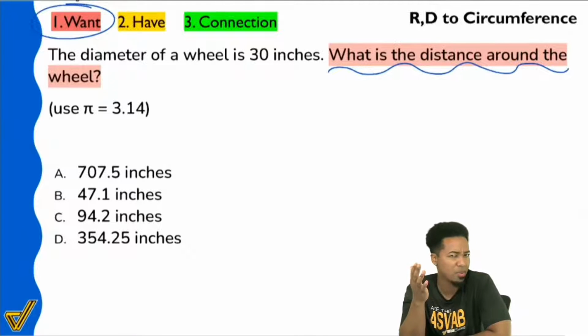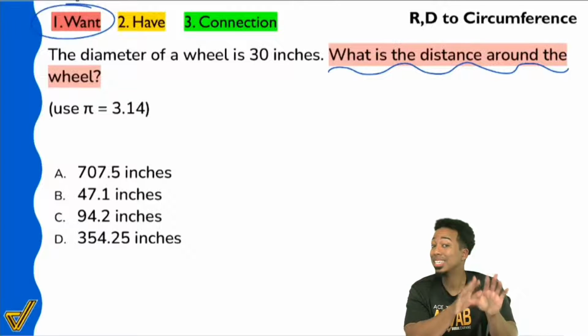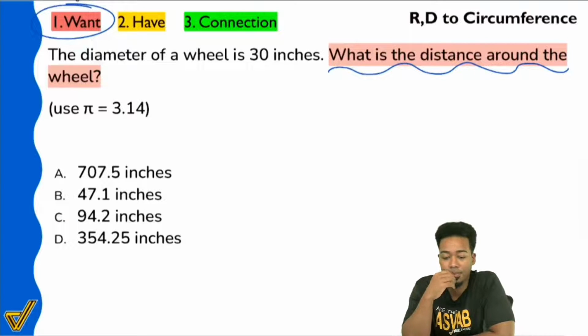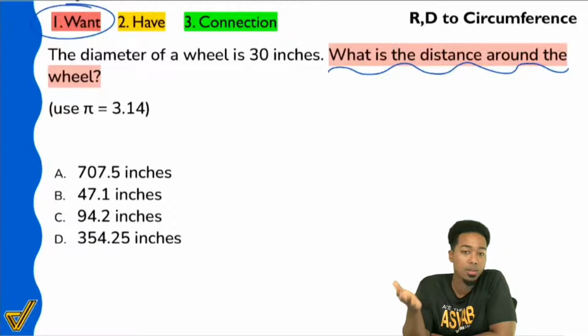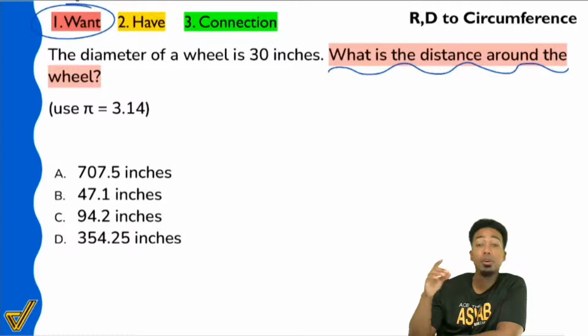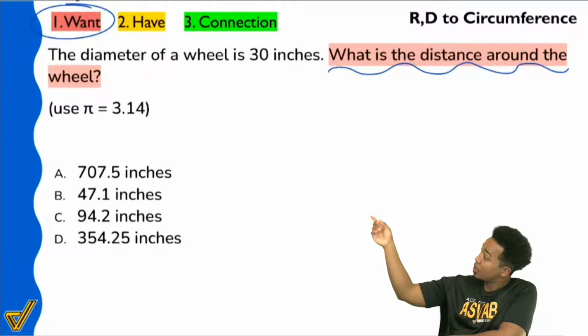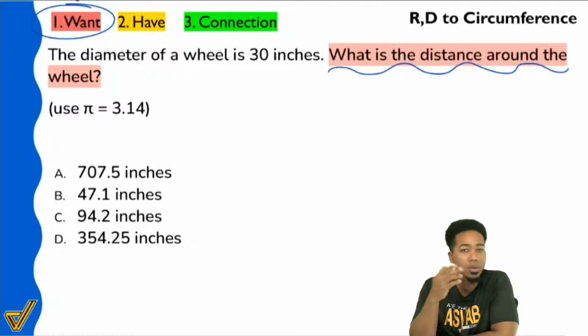Is that fair to say, everybody? A reasonable person might think perimeter before circumference if we didn't give the shape. Okay, so let's take a look here. What's the distance around the blank? Now we know that this is talking about circles, but typically you're thinking perimeter, but you have to confirm it with the shape. And when we see a wheel, everybody, reasonably speaking, what shape is a wheel?